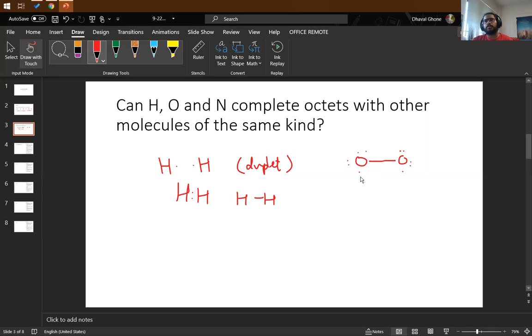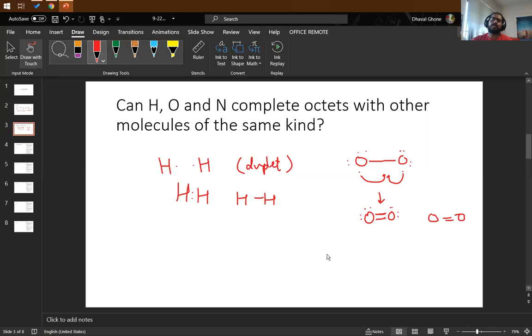And so what oxygen does is end up sharing these too. And what oxygen makes is a double bond. And so I'll draw oxygen like this. These are the two lone pairs they both have, and it'll share these electrons together, making an oxygen-oxygen double bond.